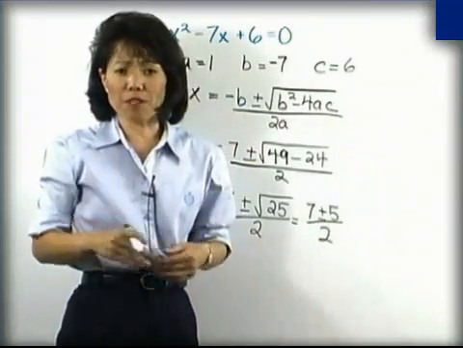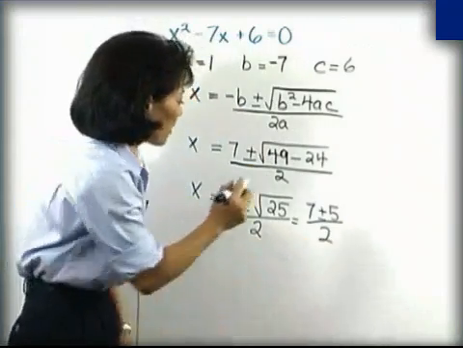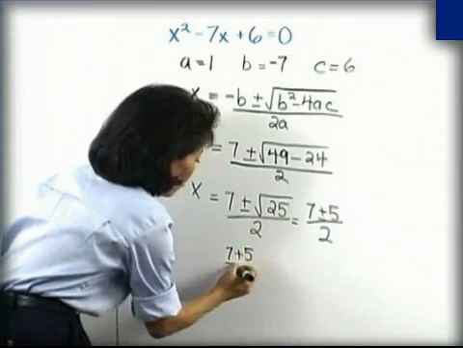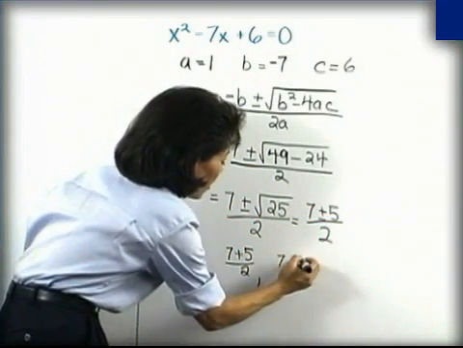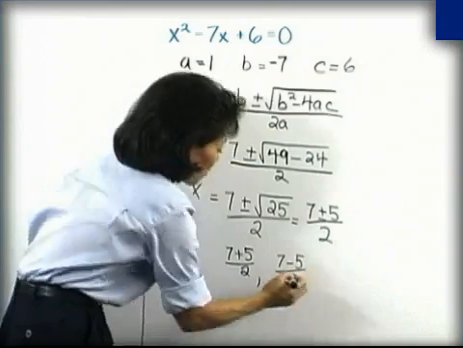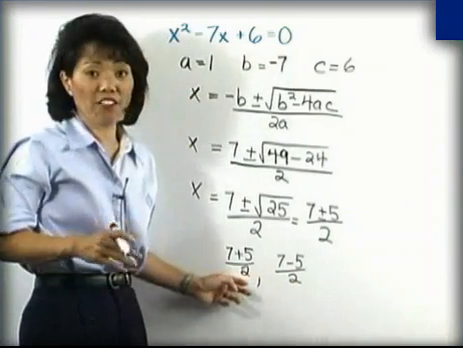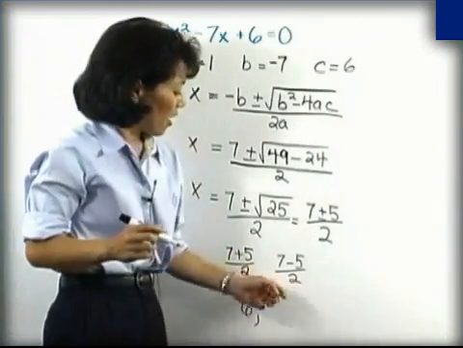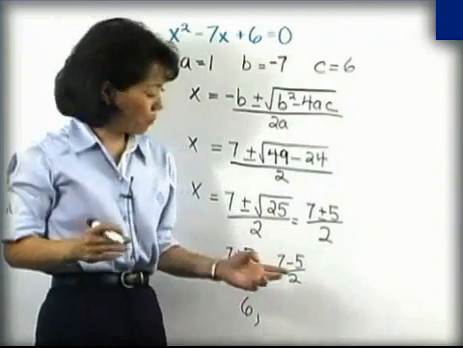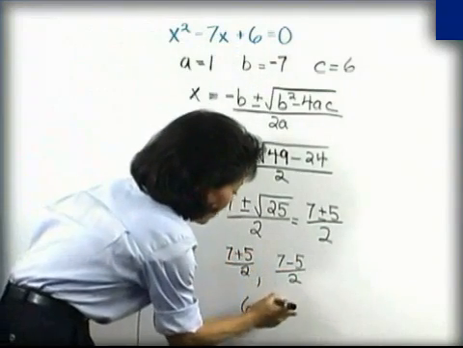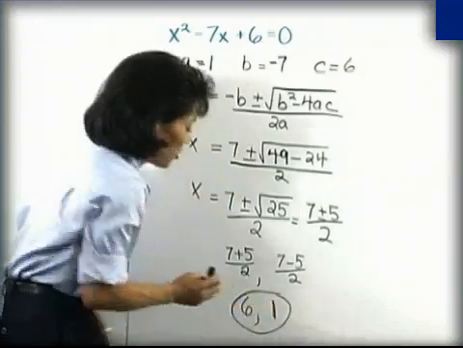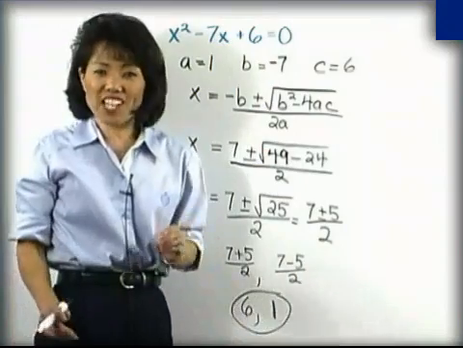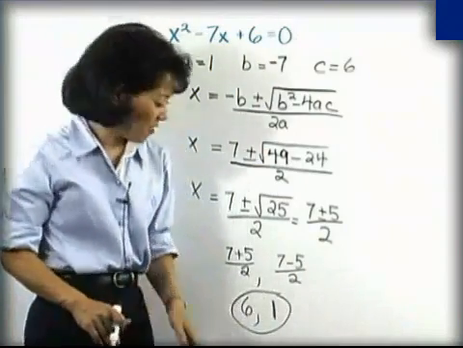Now what does that mean, 7 plus or minus 5 all over 2? This represents two solutions. This represents 7 plus 5 over 2 and 7 minus 5 all over 2. 7 plus 5, 12, divided by 2 gives me 6. 7 minus 5, 2, divided by 2 is 1. So that tells me that my two possible solutions for this quadratic equation are 6 and 1. You can check that simply by using the factoring method.